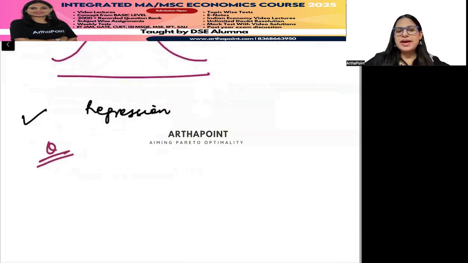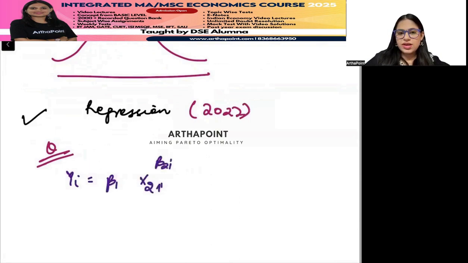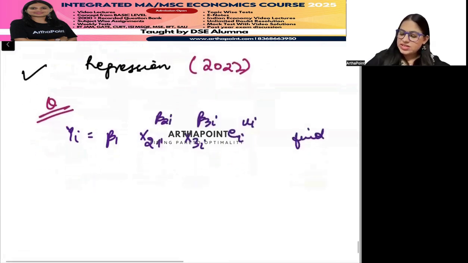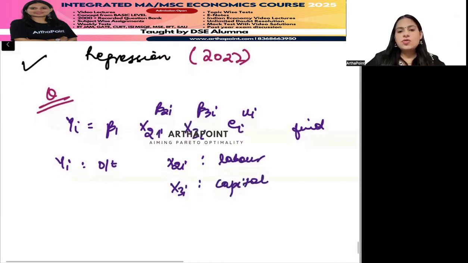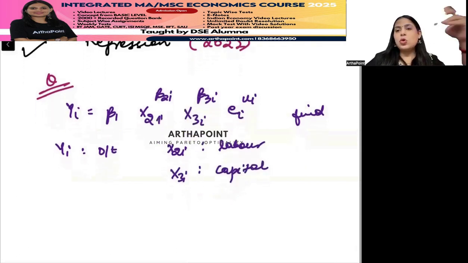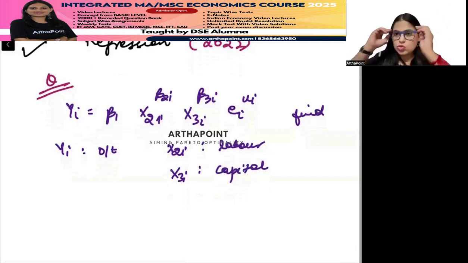So suppose I tell you that there is a model. This is a 2022 question. You're given this model, yi is equal to beta 1, x2i to the power beta 2, x3i to the power beta 3, e to the power ui. I tell you that yi is output, x2i is labor, and x3i is capital. And I ask you to find out the hypothesis for constant returns to scale.